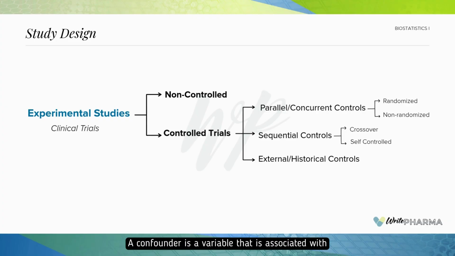A confounder is a variable that is associated with both the exposure and the outcome, but is not in the causal pathway between them. Because the confounder influences both the exposure and the outcome, it can create the false appearance of causality or mask a true association between the exposure and outcome.